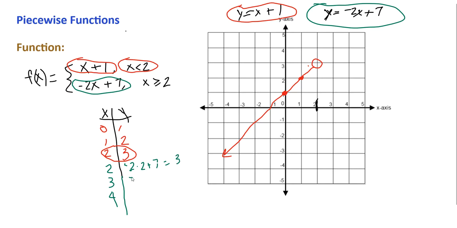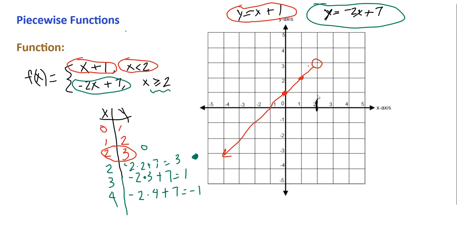Plug in 3, so I'm going to do negative 2 times 3 plus 7, that's a times. Negative 6 plus 7 is 1. Plug in 4, negative 2 times 4 plus 7, negative 8 plus 7 is negative 1. So on this one, we are going to have a closed circle because I'm allowed to be 2 when I plug in my 2 for x. Remember on this one, this was our open circle. So it might help when you're doing the table to actually go ahead and identify which one is the open and which one is the closed circle.